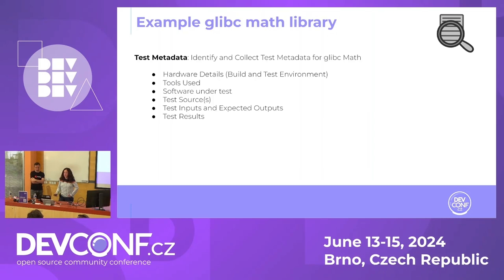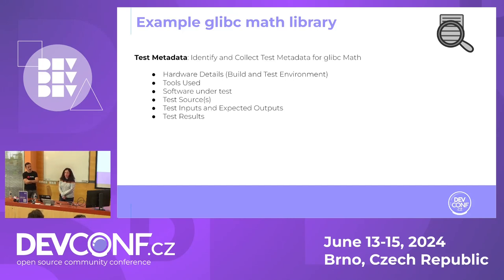So that's running the tests. Then the second part of it is being able to gather specific metadata related to glibc math. What that would look like is hardware details. So what does the build and test environment look like? What are the tools that we're using to run these tests? That would mean the TMT framework, for example, or the tooling that we're using to provision and run the tests. The software under test, which would be the glibc binary. Test sources, that would be the glibc source RPM, for example, since that's where the tests are bundled in.